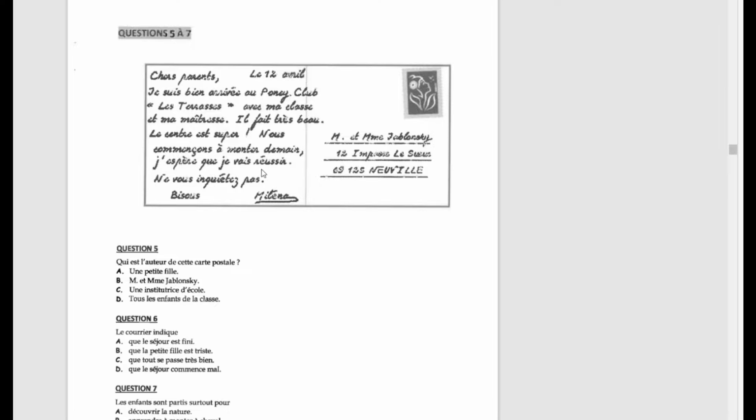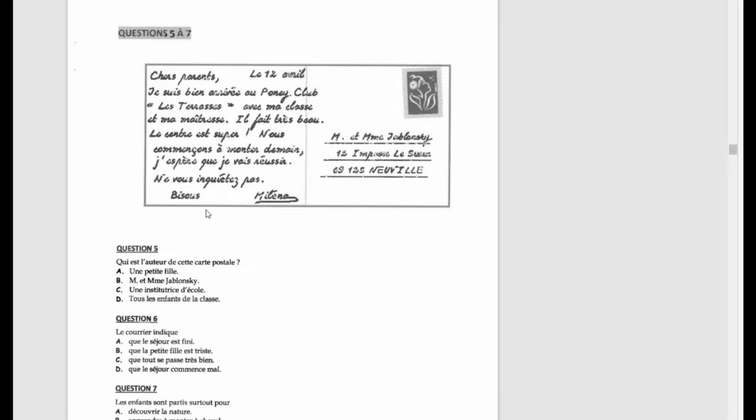J'espère que je vais réussir. I hope that I will win. So it seems like a daughter or a son has written this note to parents saying that they have reached where they were supposed to reach with the class and with the teacher. The weather is really nice, it's all good, and they are going to start climbing tomorrow, and the person is hoping to win. That means that maybe there is some kind of competition. Ne vous inquiétez pas. Don't worry, and bisous.